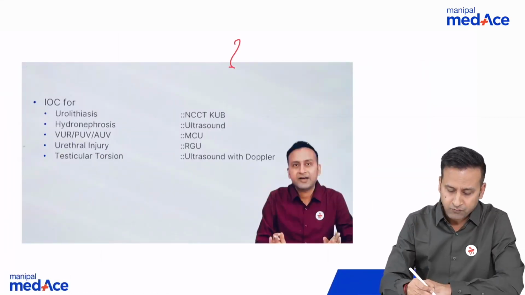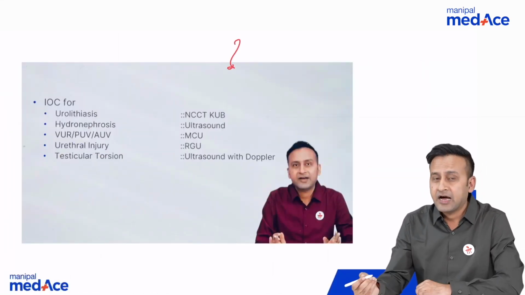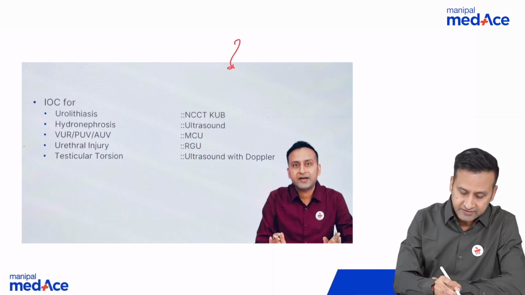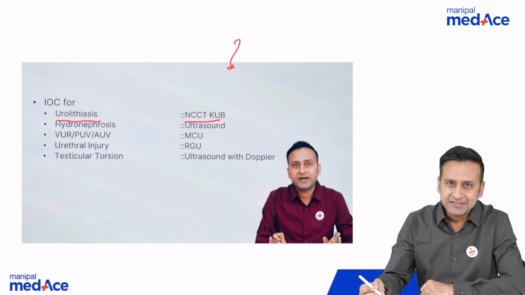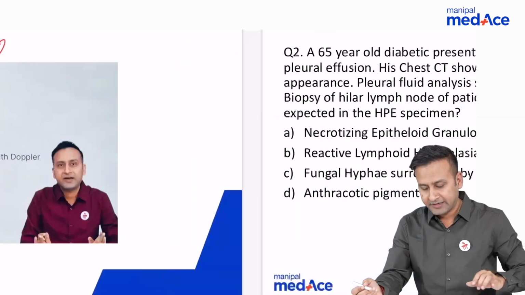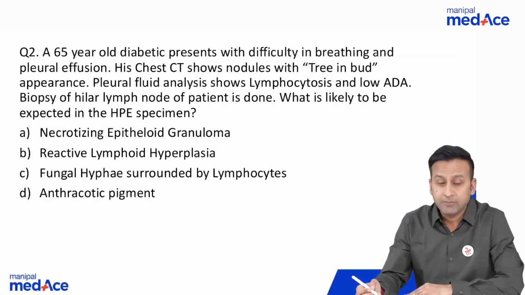This is a snapshot of what we discussed previously in our lecture sessions, where we discussed that the investigation of choice for urolithiasis is nothing but NCCT KUB. I hope everybody of you would have got it correct. Now, coming on to the question number 2.